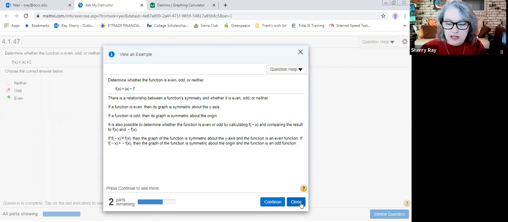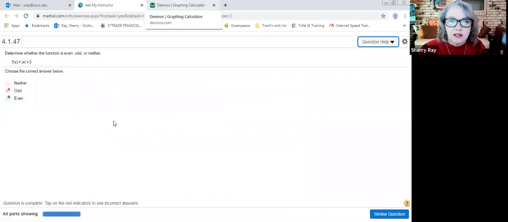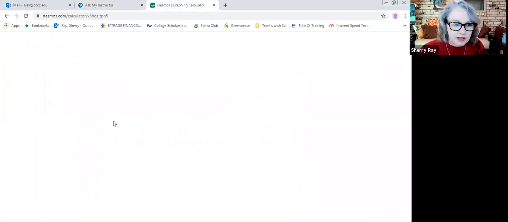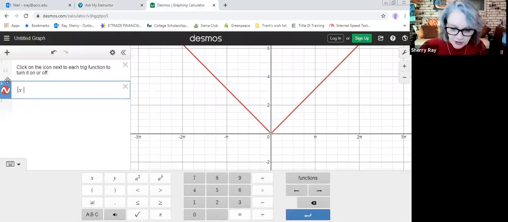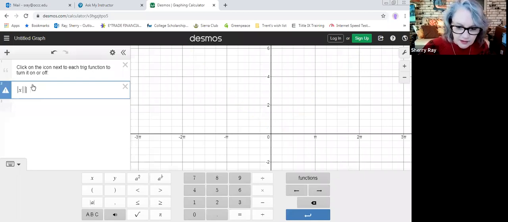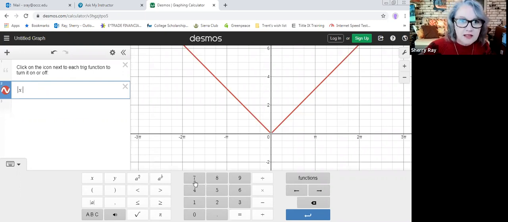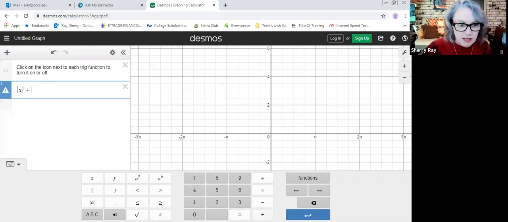So I'm going to close this out, and what I'm going to do is I need to graph this absolute value of x plus 5. And I have a Desmos calculator. I have absolute value graphed here. And I'm going to try to do what? Plus. This is desmos.com/calculator. And I can just type in my function.